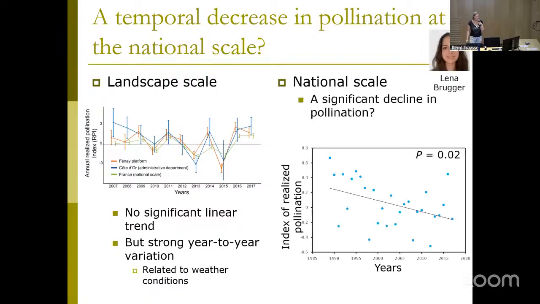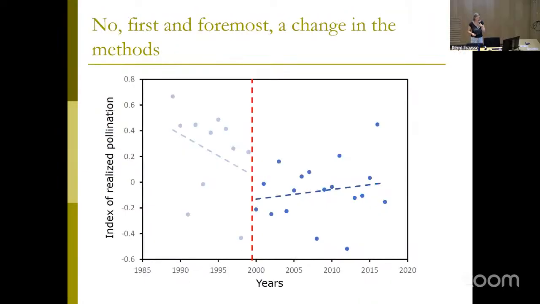And at the national scale, this was the work of Lena Brugger. When we analyzed the dataset without asking too many questions, this is what we got: an apparent linear decline in the effectiveness of pollination through time. But then we looked at the data in more detail, and what we saw is that the Ministry of Agriculture changed the method to report yield through time in 2000. So really, the two different time periods cannot be compared. And when you separate the two time periods, you have no significant linear trends.